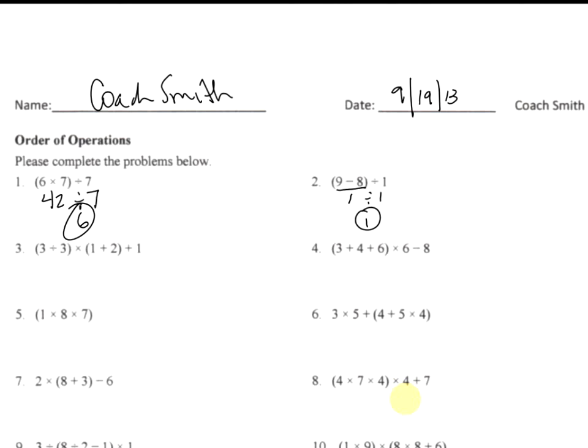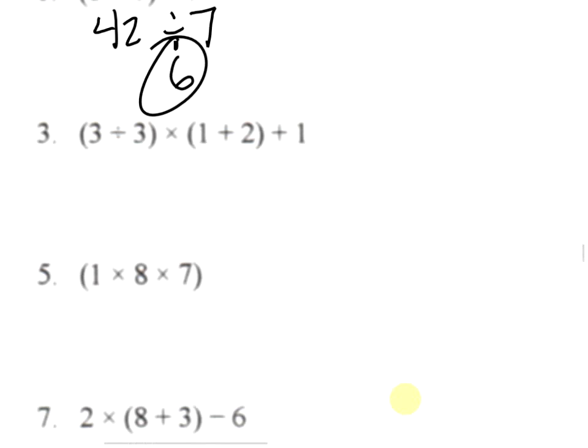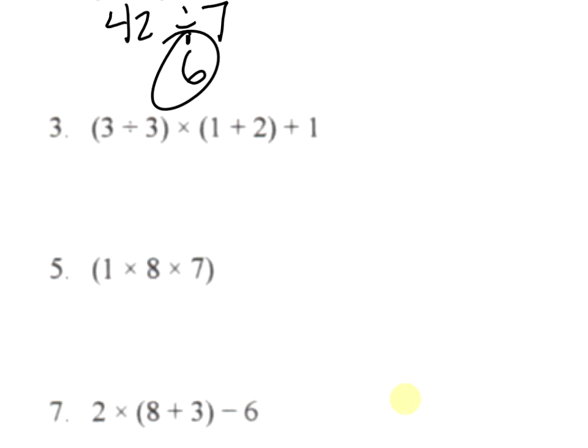Now, number 3. What do I do first in number 3? Trinity, what do I do first? 3 divided by 3. Isaiah, what's 3 divided by 3? 3. Wait, 1. There you go. Thank you. We do 3 divided by 3 first, and that is 1. And that gives me that, which is what I have left in the problem. 1 times 1 plus 2 plus 1.